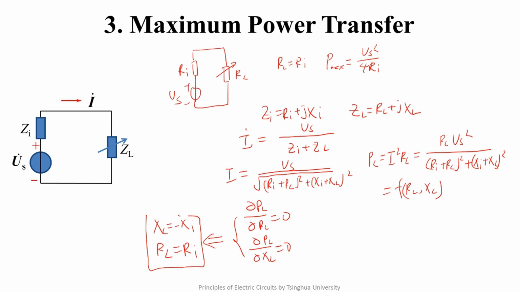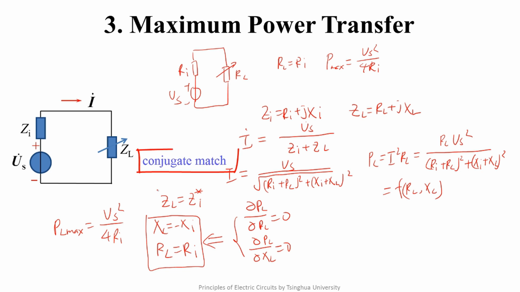Combining these two conditions, it can be written as... that is to say, when the load impedance is the conjugate of the internal impedance of the power source, the load would obtain the maximum active power. The value of the active power is... We call this kind of condition conjugate match.